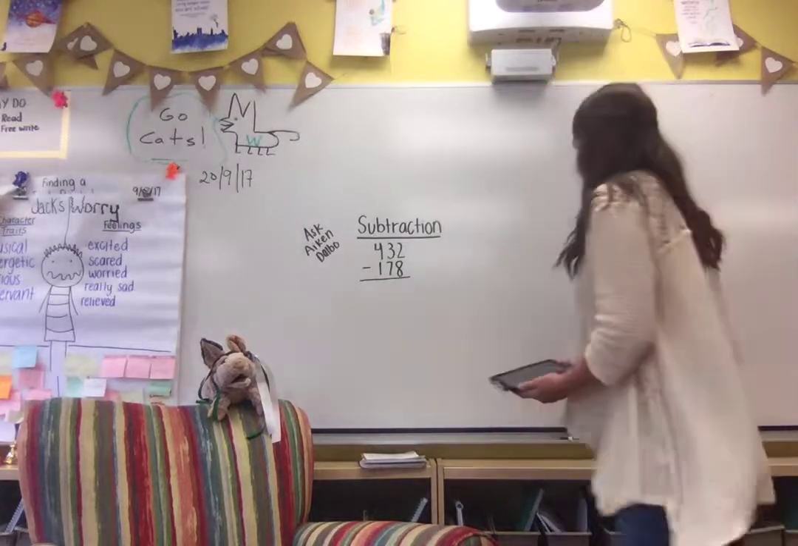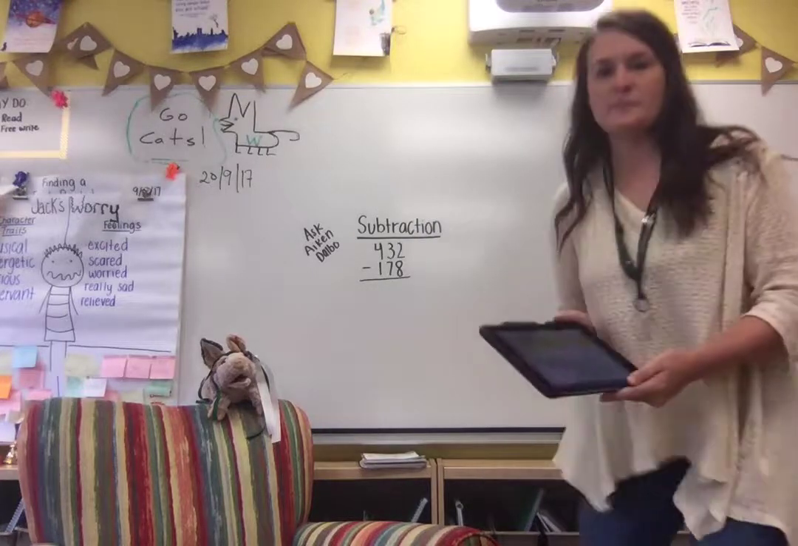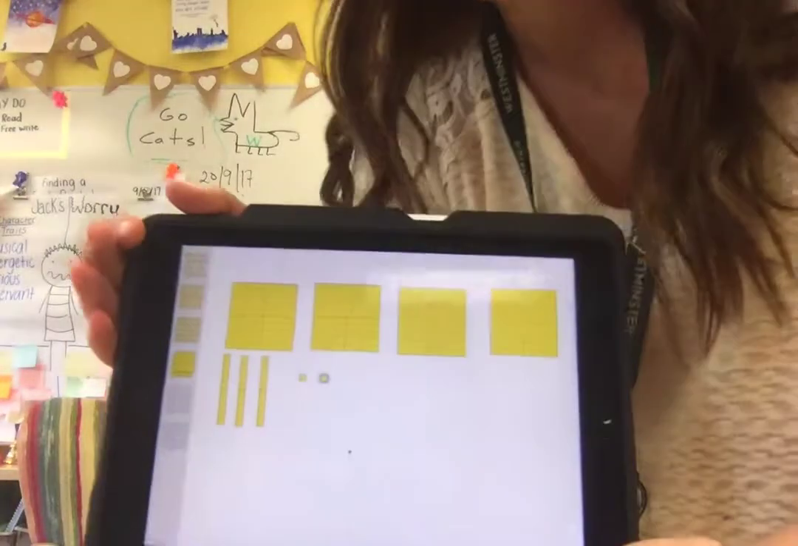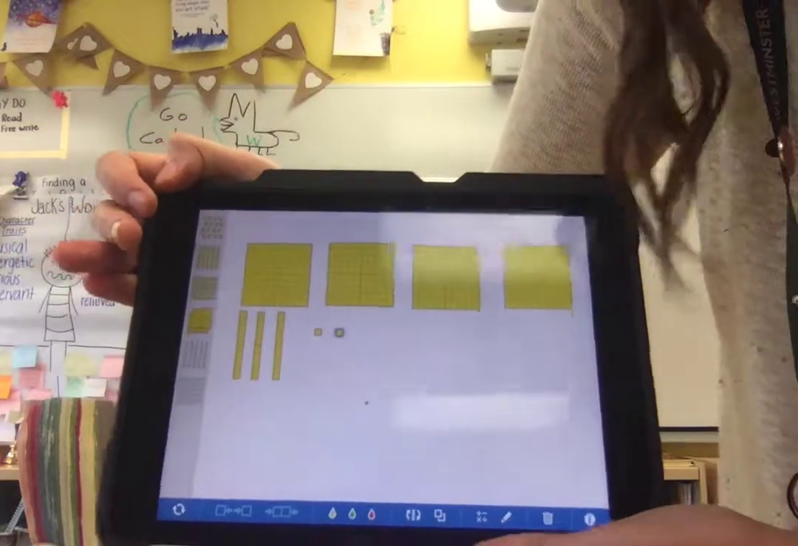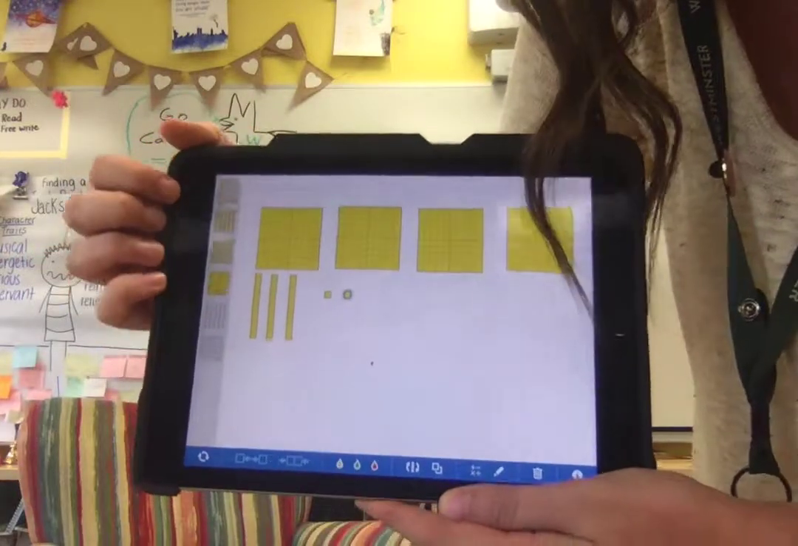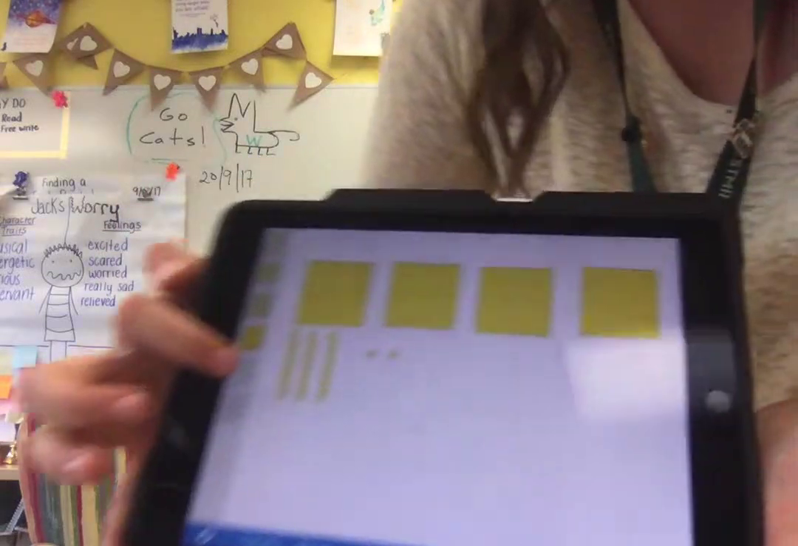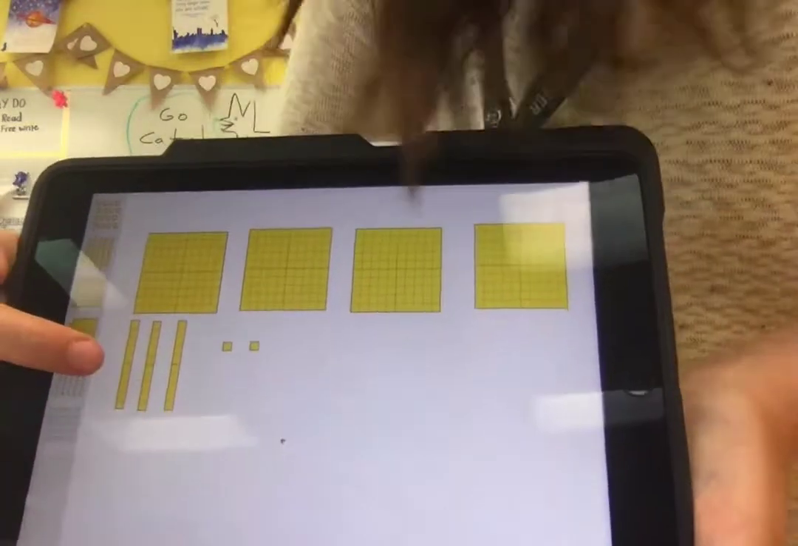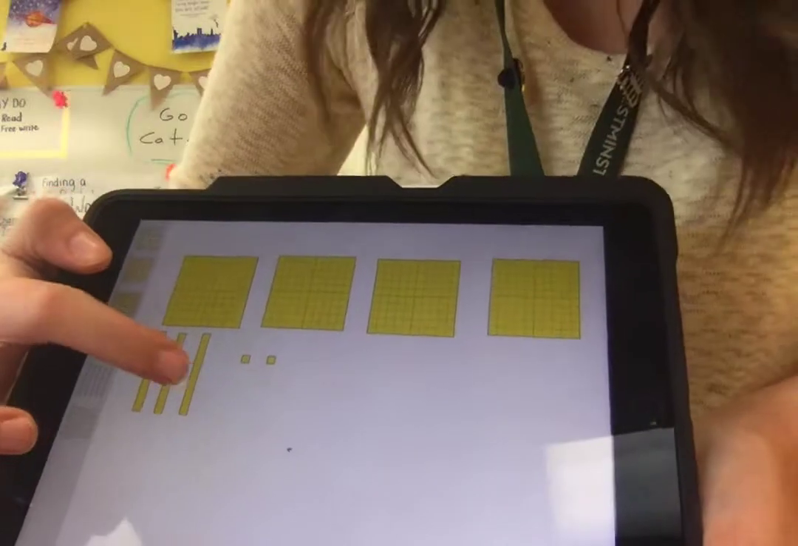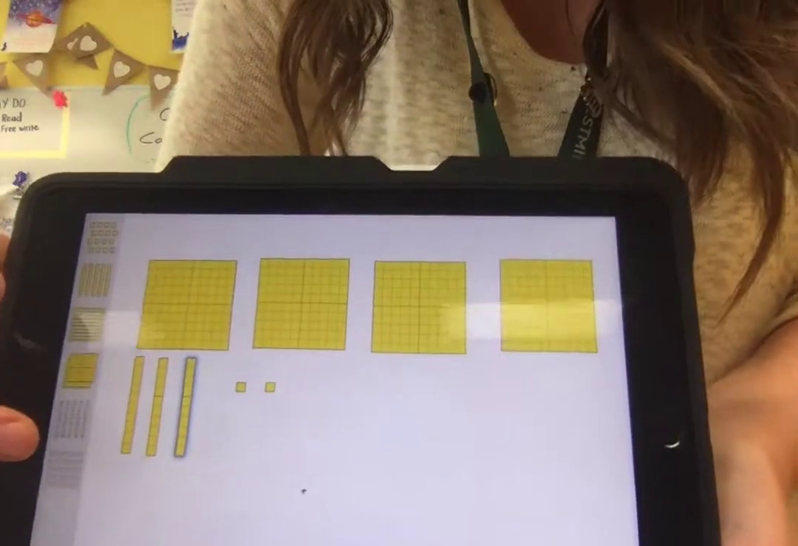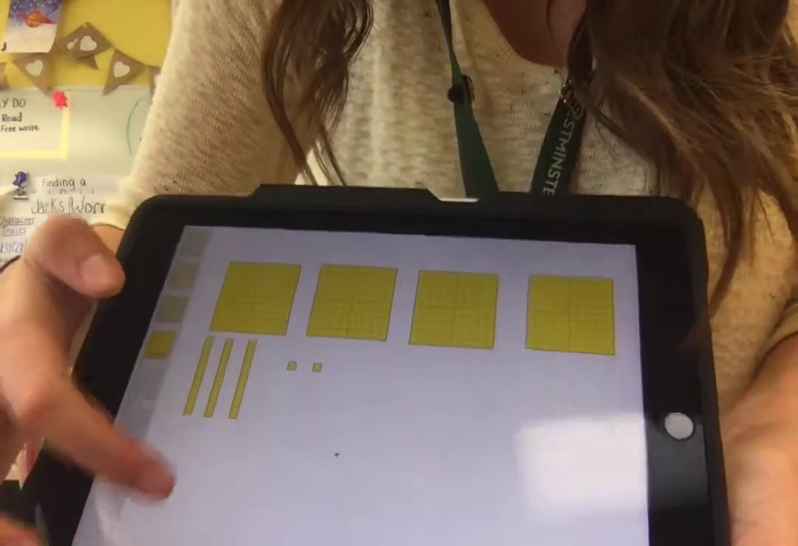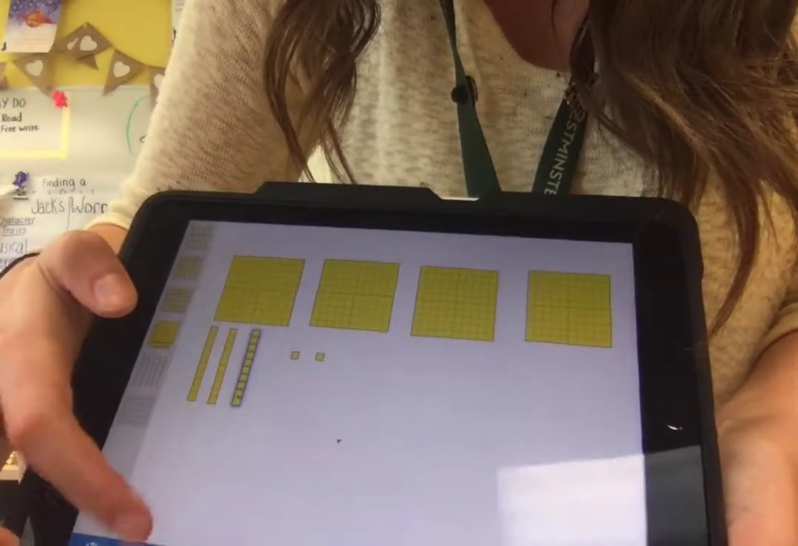I'll regroup first. What I explain to the kids is, hey, we could actually show 432 a different way. I want to take away from the ones, so I'm going to take the tens. I'm going to take one of the tens and break it apart.